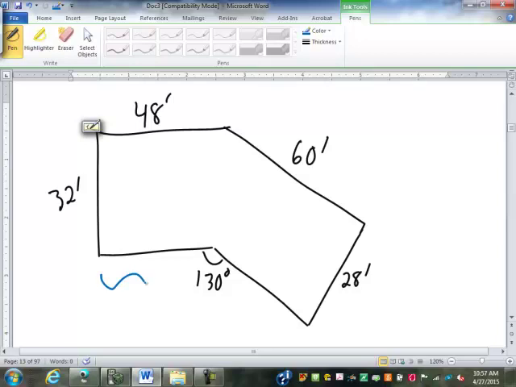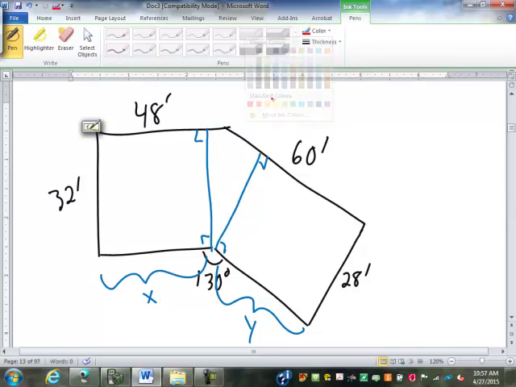To find the area, I need to know this distance, I'll call it X. And this distance, I'll call it Y. So I can cut it across here. This is a right angle, so this will be a rectangle. Cut it across here, make a rectangle. This shape here is not very easy to deal with. This one.